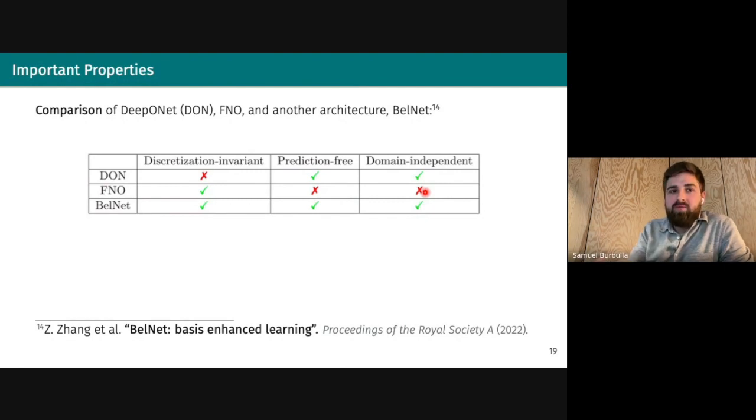Because I'm running out of time, I will skip the presentation of Belnet. Belnet is just a recent paper from 2022, where they propose a generalization of DeepONet, which actually is able to fulfill all of these properties. I just want to show you that these architectures differ in very important properties for these kinds of settings, and people are investigating this.